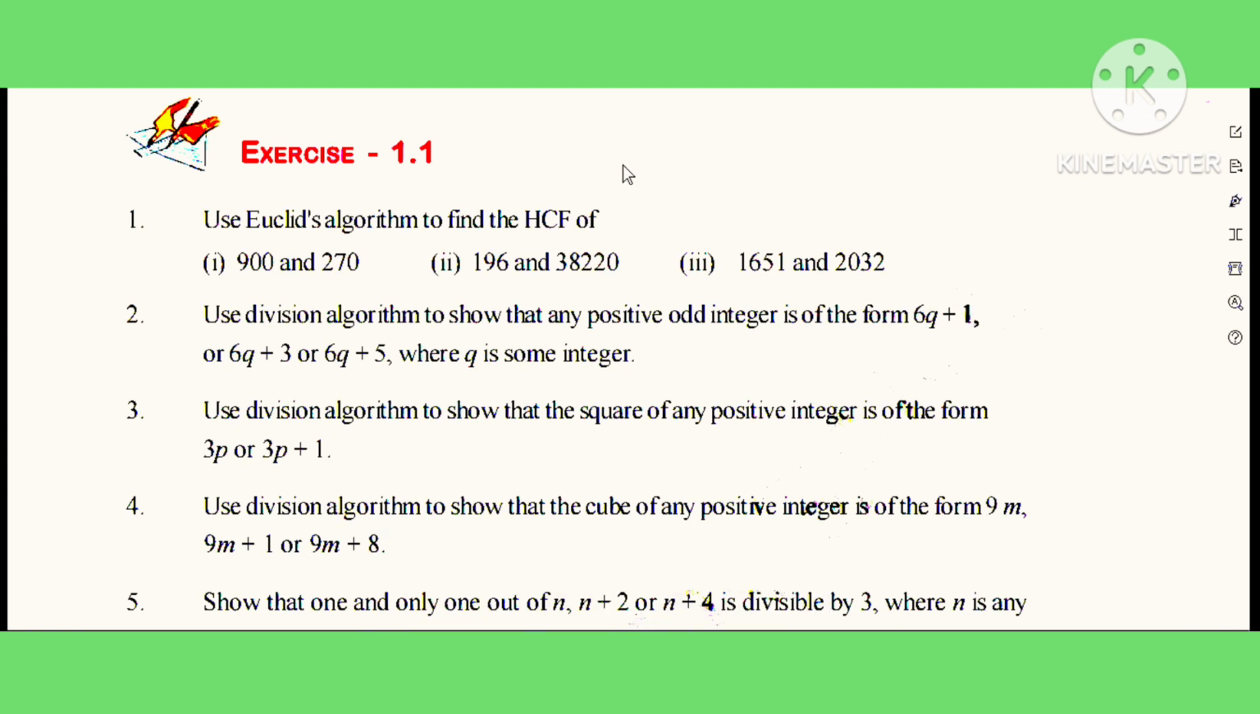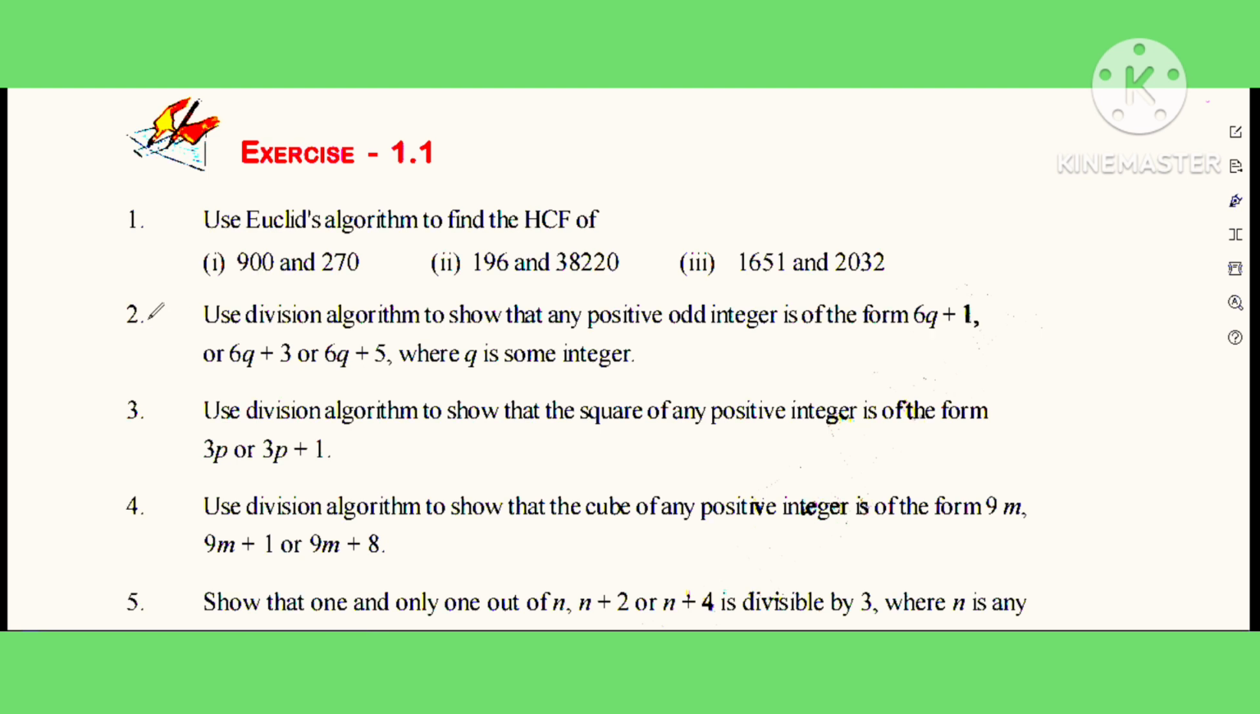Hi students, in the last class we discussed how to calculate the HCF by using Euclid's algorithm. Now in exercise 1.1 we have some more questions. Here we use Euclid's division algorithm to prove all of these. Let us discuss them one by one, and you should listen concentratedly. That will be very easy for you. So let us go with the first one.